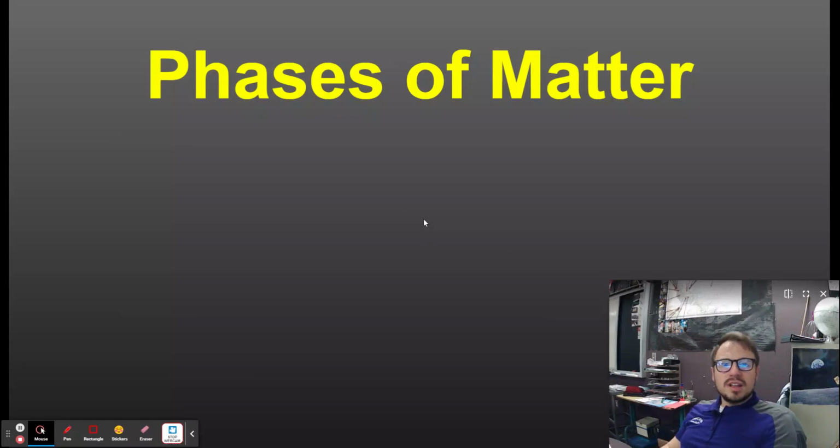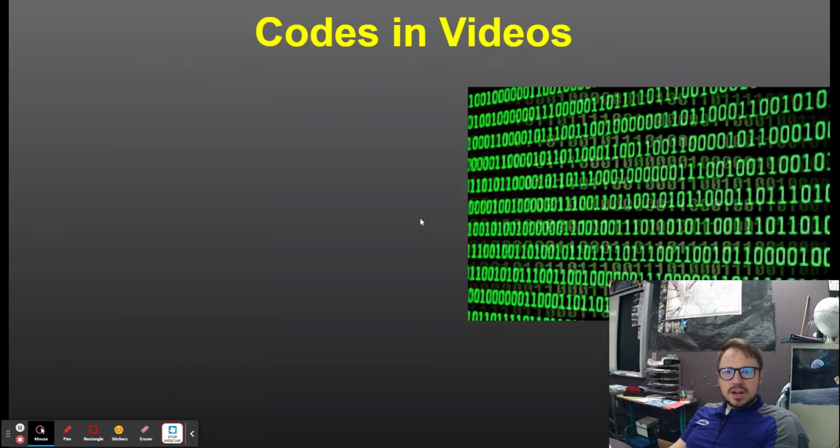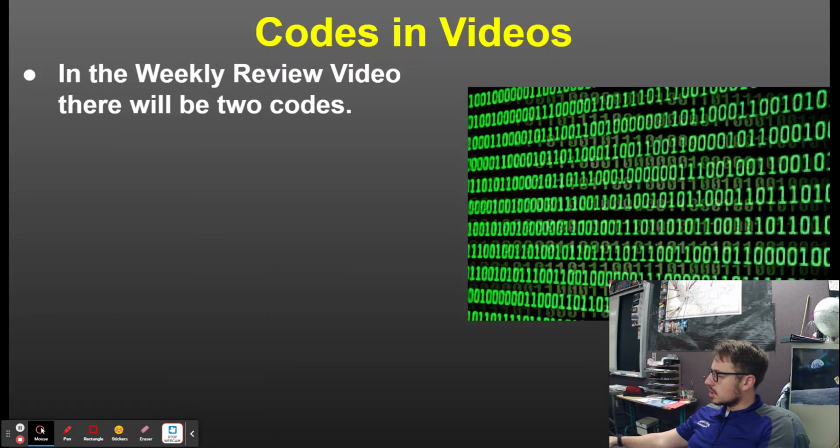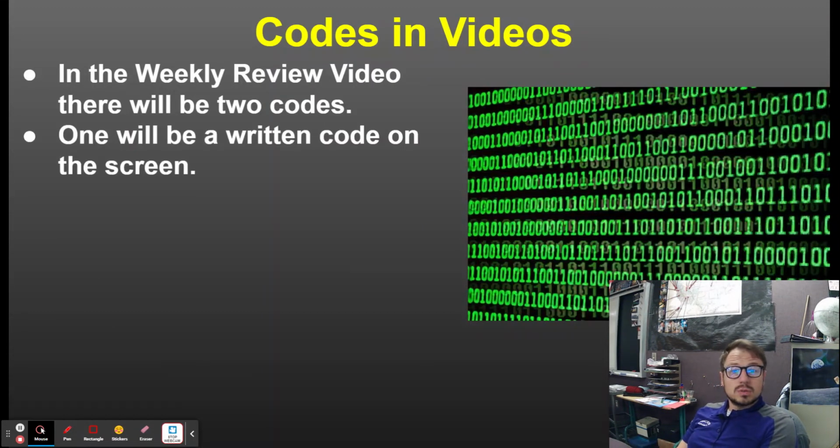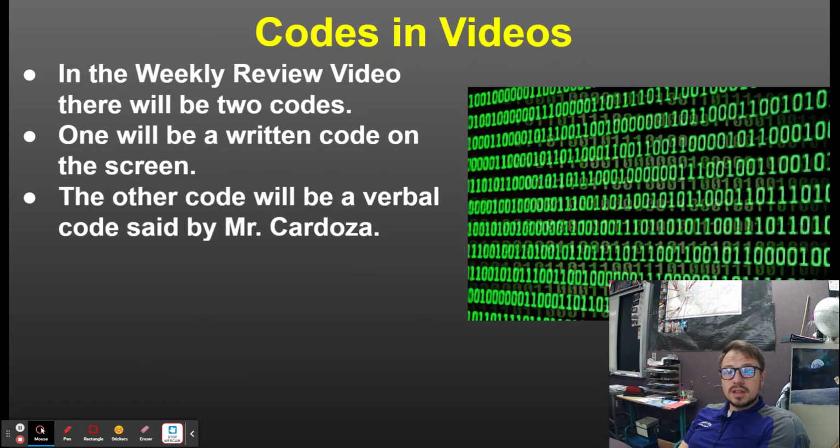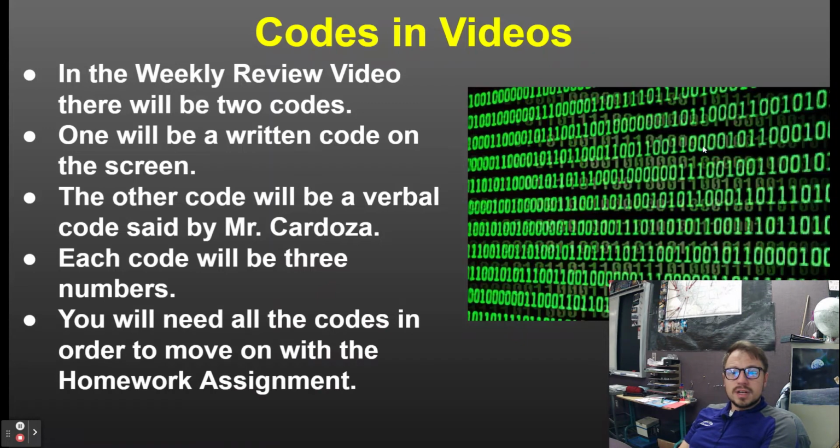This is the video on the phases of matter and phase changes. So remember, in all of these videos, there will be two codes. One will be a written code on the screen. The other code will be a verbal code said by myself. Each code will be 3 numbers, and you're going to need those numbers in order to move on with the homework assignment.